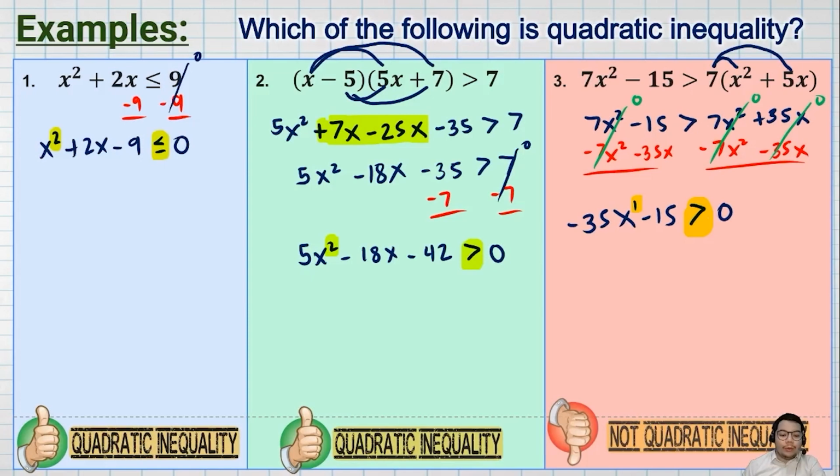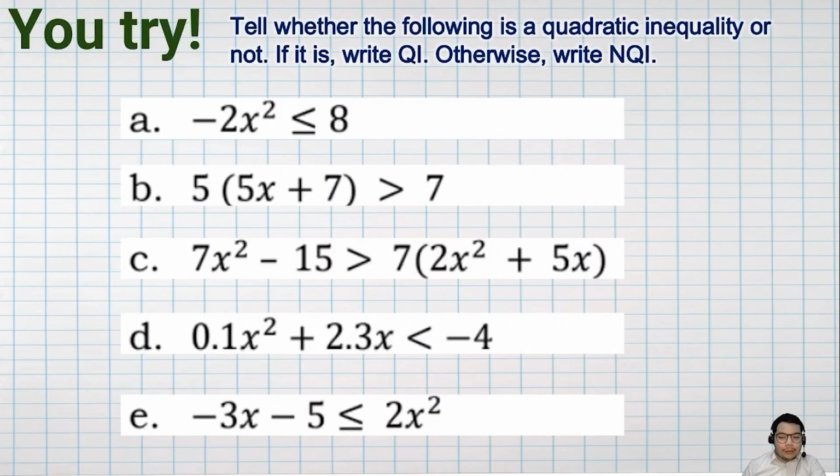Now, it's time for you to do some exercises. For example, we have these 5 given exercises. You try. Tell whether the following is a quadratic inequality or not. If it is a quadratic inequality, you have to write QI. If it is not, you have to write NQI. Gets po? So, 5 seconds to pause the video. 5, 4, 3, 2, 1. Pause na po. Okay, so here are the answers.